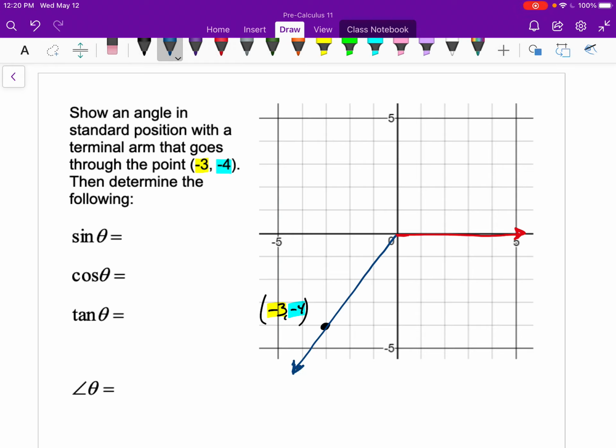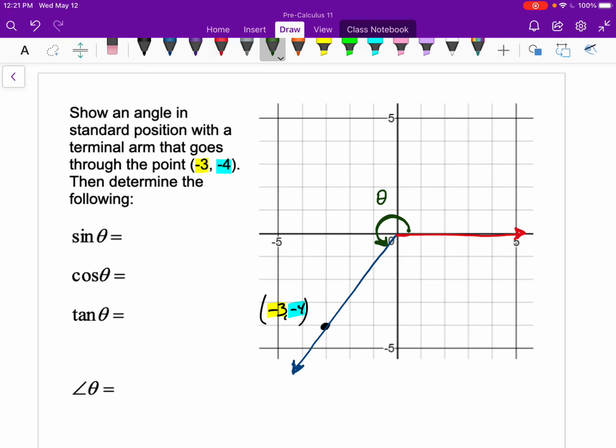Here's my terminal arm. Now with that said, how did the angle get there? Probably you're visualizing something like this. But I will say that's not the only way the angle could have got there, right? It could have gone there this way, or it could have gone around more than once, and so on. But I'll keep it like this, and I'll just call that angle theta. Although again, just because we know where it ended off doesn't mean we know exactly how it got there.